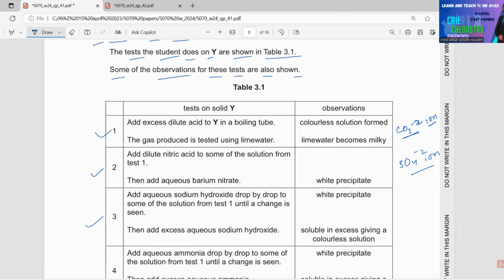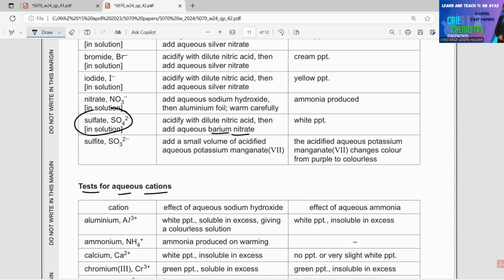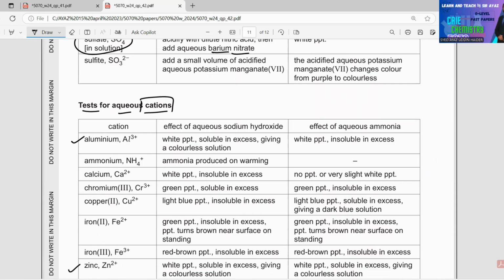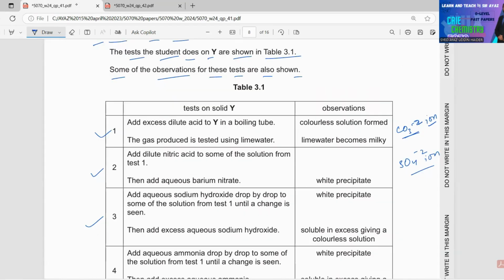Number 3, add aqueous sodium hydroxide drop by drop to some of the solution from test 1 until a change is seen. Then add excess aqueous sodium hydroxide. White precipitate, which is soluble in excess, giving a colorless solution. With sodium hydroxide, we check the presence of cations. We can have Al3+ because it is soluble in sodium hydroxide excess, as well as Zn2+, which is also soluble in excess. So you have both Al3+ or Zn2+ here.